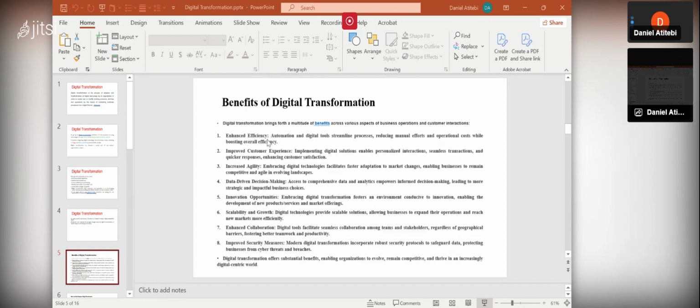You know, your aim as a service organization is to offer customer satisfaction, to deliver value that is desired by your customer. So when you adopt digital transformation in your service management, it does this for you exactly. Digital transformation helps you to increase your business agility. Embracing digital technology facilitates faster adaptation to market changes, enabling business to remain competitive and agile in an evolving landscape.